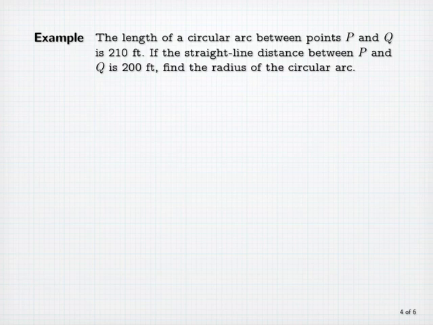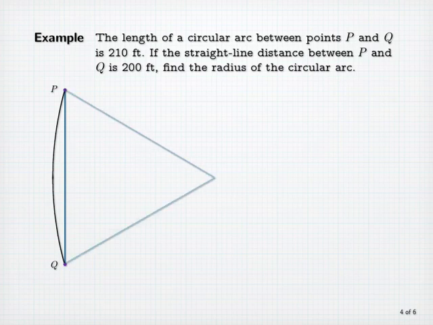Let's begin with a diagram. Here are points P and Q. Here's a circular arc joining them. This has length 210 feet. The straight line distance between P and Q is 200 feet. Now let's draw a segment from each of the points P and Q to the center of the circle and label the length of those r.